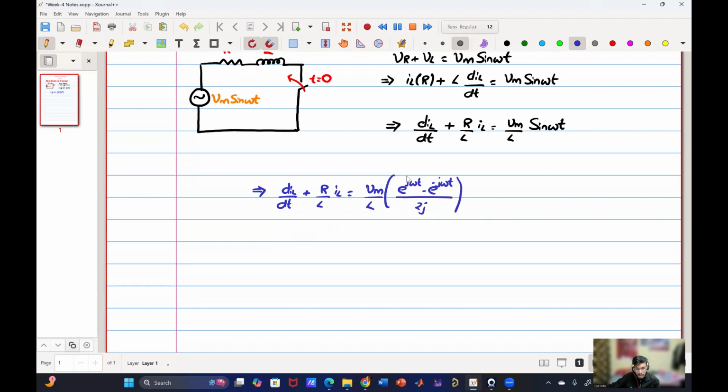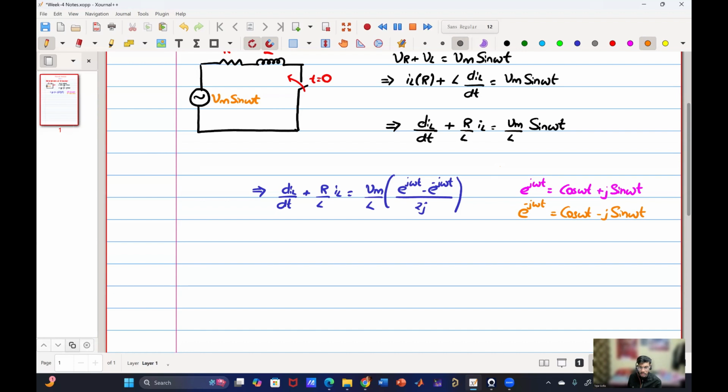How that came? Basically, e to the power j omega t is nothing but cos omega t plus j sin omega t. Now if you have e to the power minus j omega t, then this is cos omega t minus j sin omega t. So if you substitute it, you will get sin omega t is nothing but e to the power j omega t minus e to the power minus j omega t by 2j. You can just substitute it back and check whether it is coming or not.